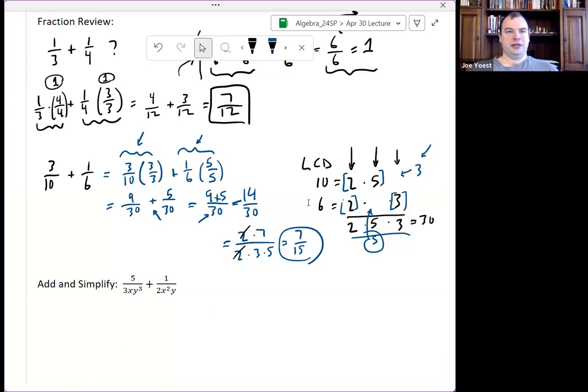And then from that point, I combine my fractions together, and then I have the sum or difference of two fractions with like denominators. Then I can just add or subtract across the numerator, keep the same denominator. That gets me a single fraction. And then when I have the single fraction, I just factor and simplify.